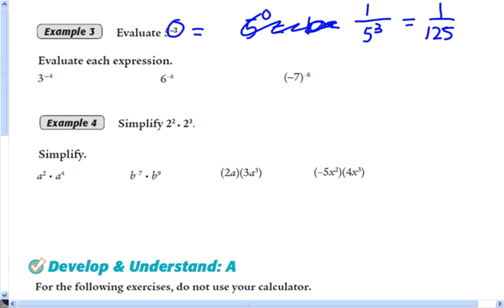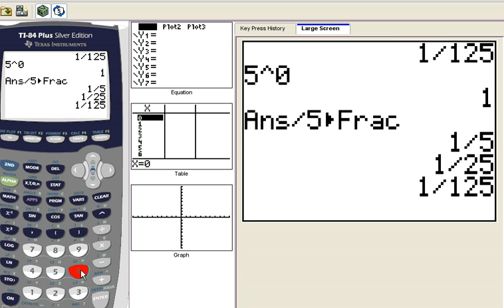All right, so 3 to the negative fourth is 1 over 3 to the fourth. And 3 to the fourth power is 81. 6 to the negative fourth is 1 over 6 to the positive fourth power, which is 1 over, let's see what the calculator says on that one. 6 to the negative fourth, change that into a fraction.